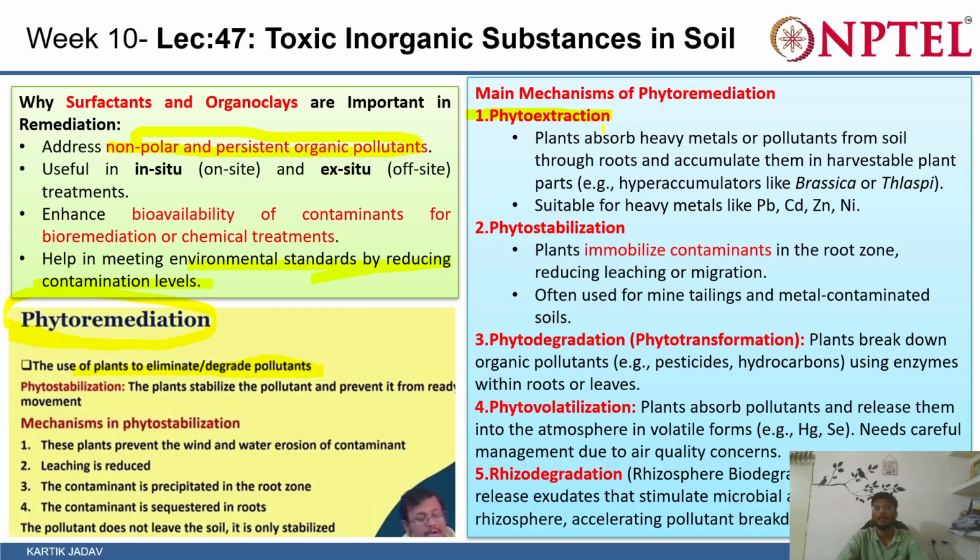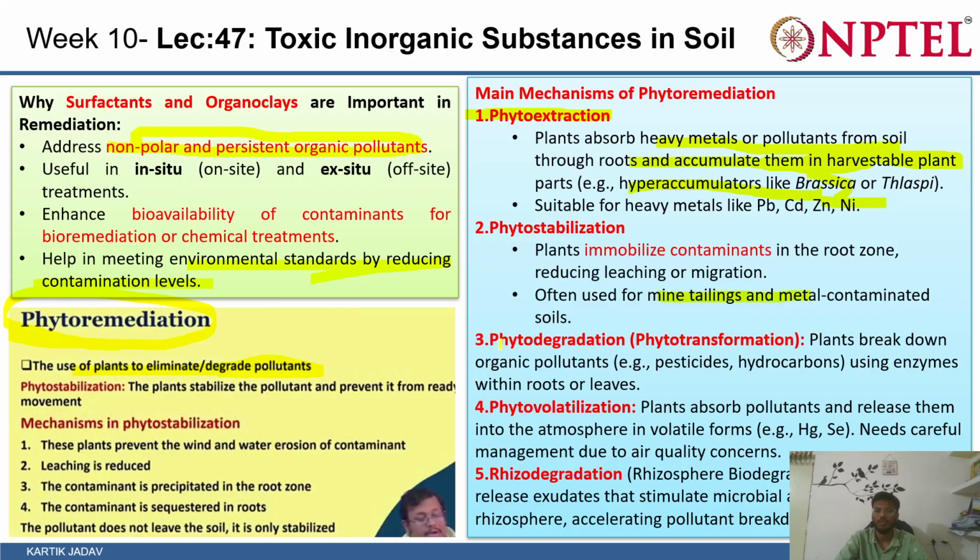So phytoextraction is where plants absorb heavy metals or pollutants through roots and accumulate them in harvestable plant parts. Certain species are listed here, like Brassica, which is generally suitable for heavy metals like lead, cadmium, zinc, and nickel. While in phytostabilization, plants immobilize contaminants in the root zone, and that helps us reduce leaching. It's often used for mine tailings and metal-contaminated soil.